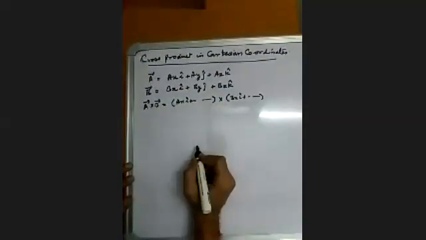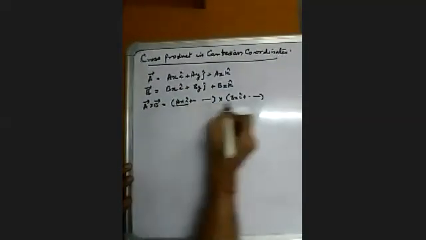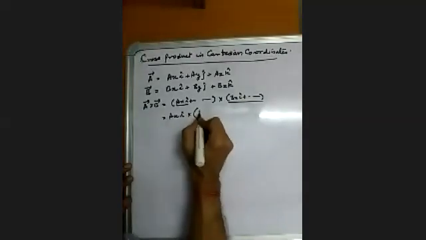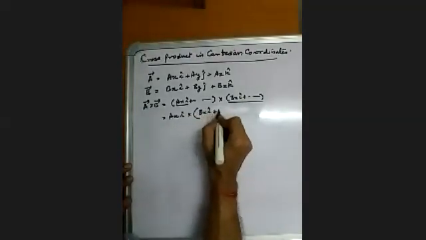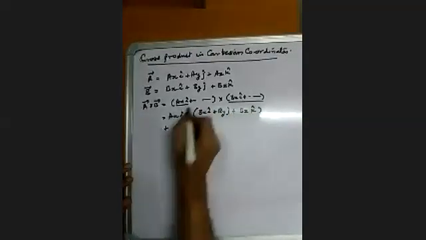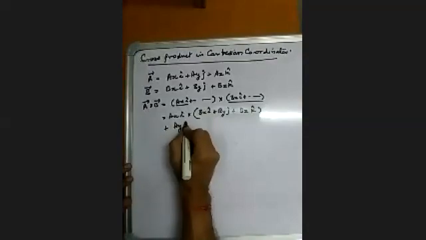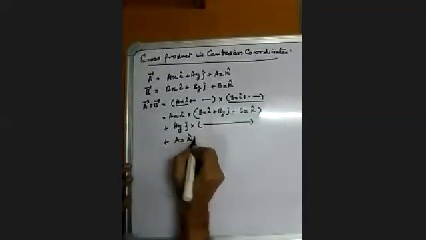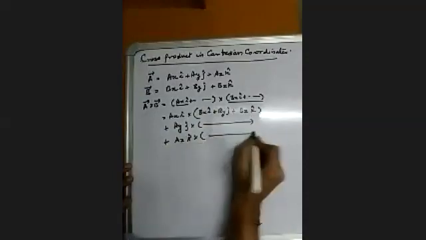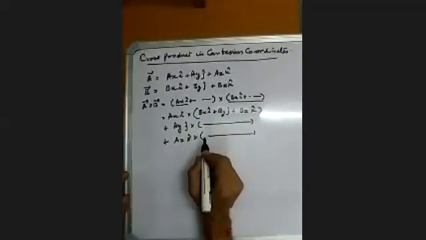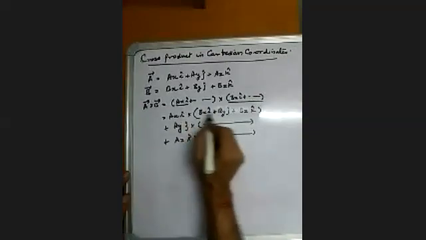So now first we will get the cross product of Ax i cap with this whole. So we can write Ax i cap cross (Bx i cap plus By j cap plus Bz k cap), plus Ay j cap cross this whole thing, plus Az k cap cross this whole thing in the bracket. Now we can get the cross product of this because cross product of two vectors is distributive. So this will distribute with this.